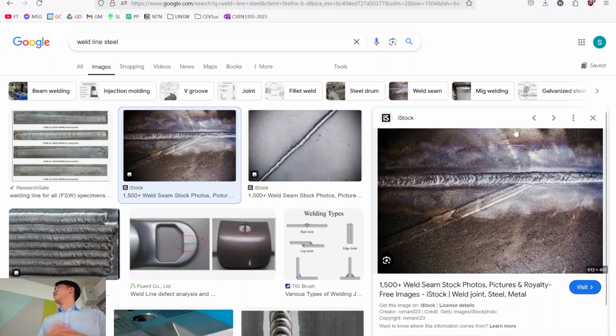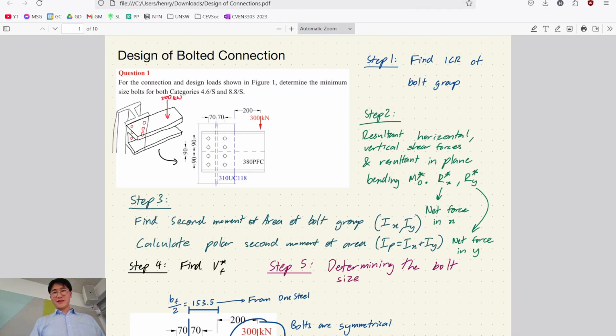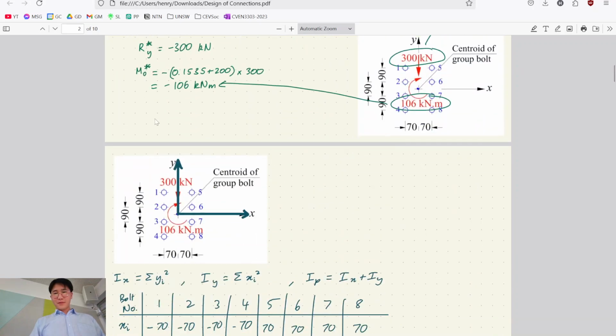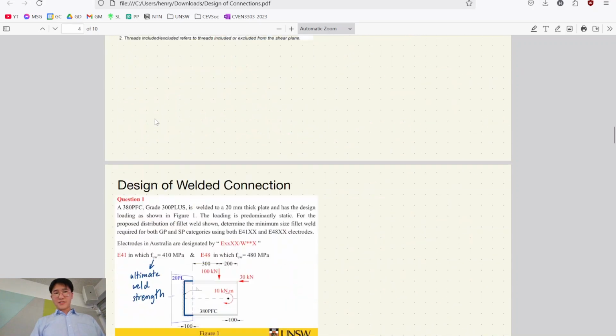Welding, in real life, is more expensive because you have to hire a welder to come onto site, and they can mess it up because it's a higher skill thing. So generally you design with bolts wherever possible, and you avoid welding like the plague. But in this course, there's going to be both. I think they'll do bolts first and then welds.